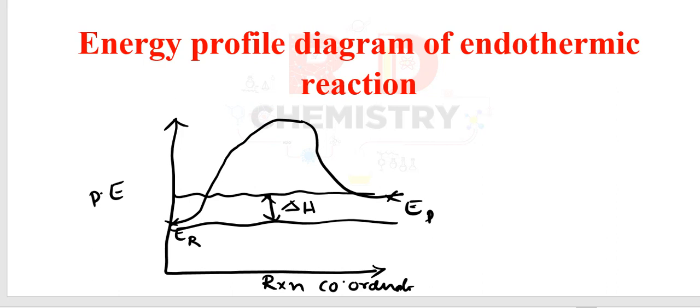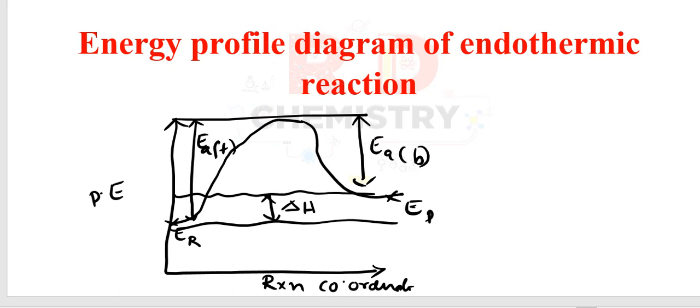Now this is the energy of activation in the forward reaction, and this is the energy of activation in the backward reaction. Remember, for an endothermic reaction, the energy of the product is more compared to the energy of the reactant.